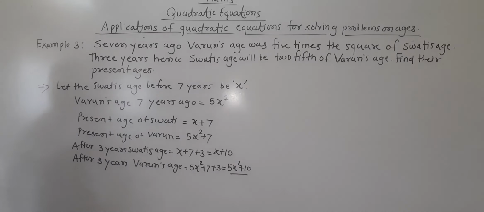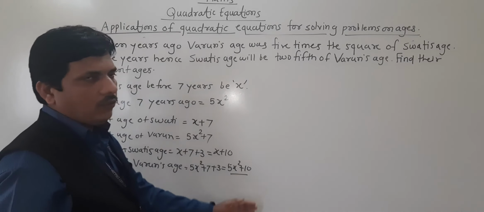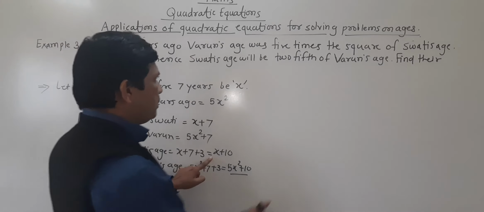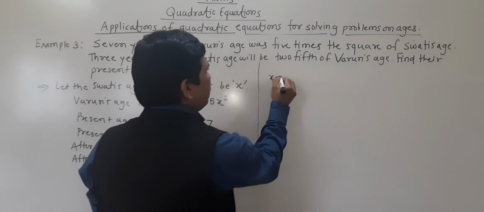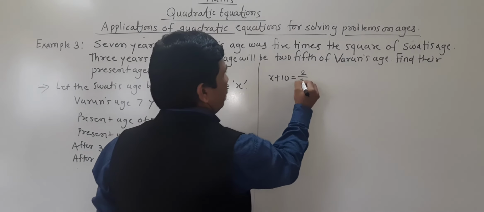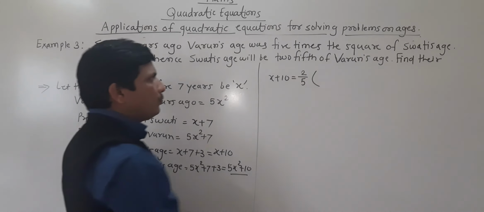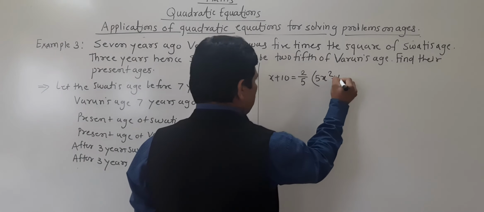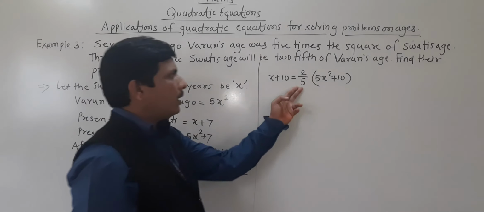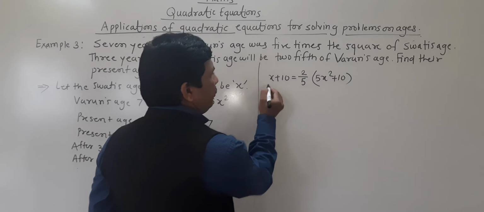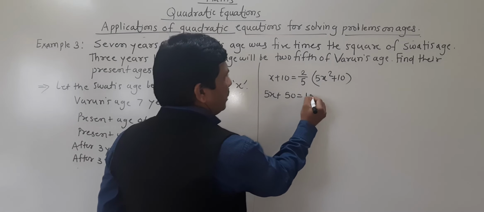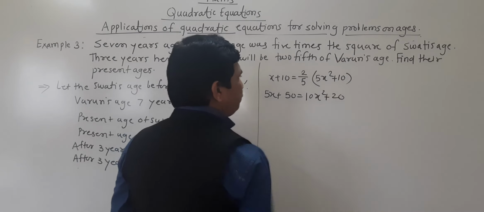Now we will form an equation according to the given information. What they have told us, 3 years hence Swati's age. What is Swati's age? x plus 10. x plus 10 is equal to 2 by 5 of Varun's age. Varun's age is 5x square plus 10. So this is our required equation. Now we will multiply by this 5 here in LHS. So 5 into x, 5x plus 10, 5 tens are 50, is equal to 5 twos are 10x square plus 20.